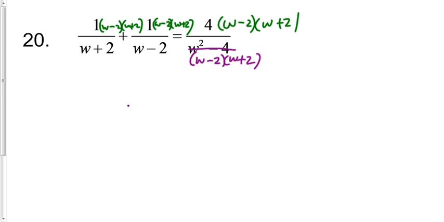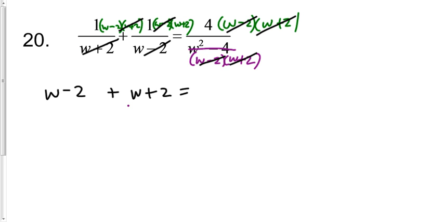Okay, let's do our canceling. In the first fraction, the w plus 2's cancel out, and I have 1 times w minus 2. Plus, in the second fraction, the w minus 2's cancel out, and I have 1 times w plus 2. On the right side, both factors will cancel out, so we just have 4. Now this is pretty simple to solve. Negative 2 and positive 2 cancel out. I have w plus w, which makes 2w. So 2w equals 4, w equals 2.